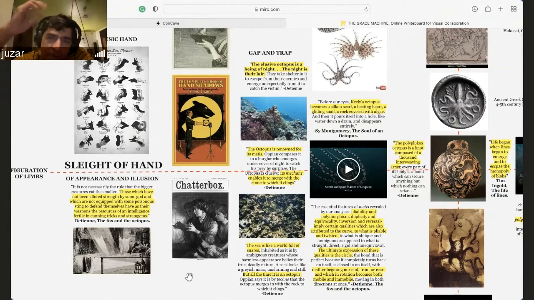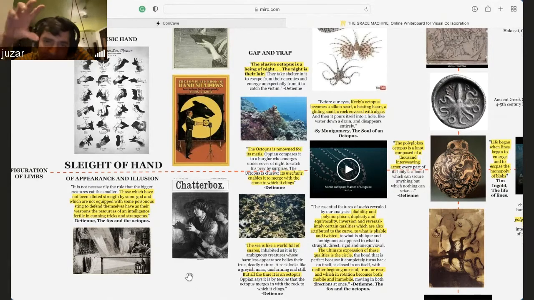So from there we move to the grab and the trap, the medium itself, and how the octopus and the figure actually play with it. The elusive octopus is a being of night. The night is their lair. They take shelter in it to escape from their enemies and emerge unexpectedly from it to catch the victim.